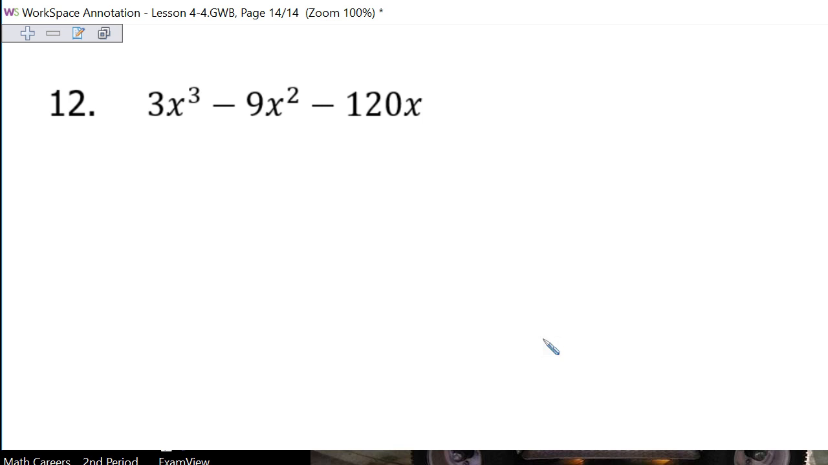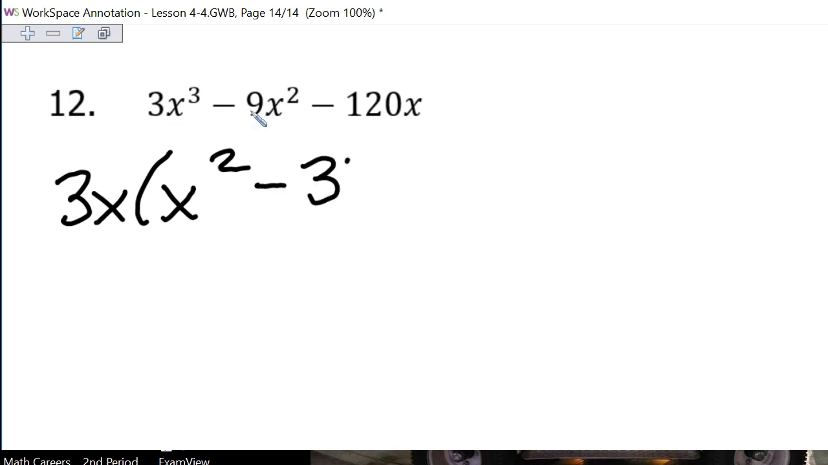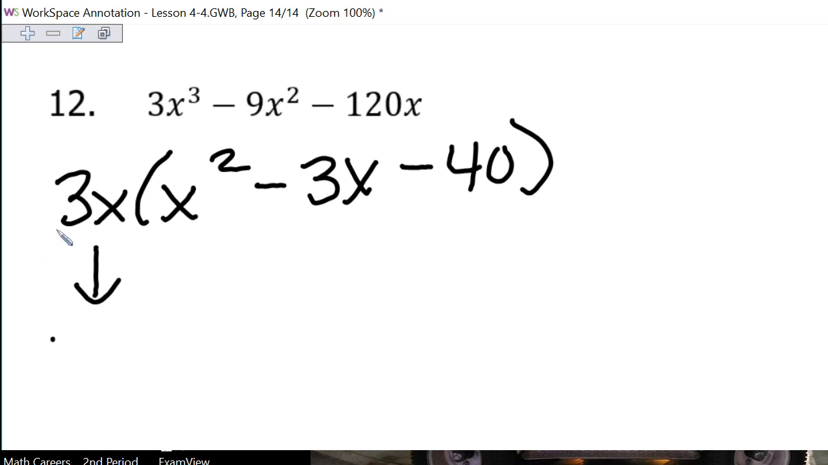If it's larger than a 1x squared, what should you look for? Greatest common factor. What was the greatest common factor here? 3x. So 3x times what gives me 3x cubed? x squared. 3x times what gives me negative 9x squared? Negative 3x. And 3x times what gives me negative 120x? Negative 40.